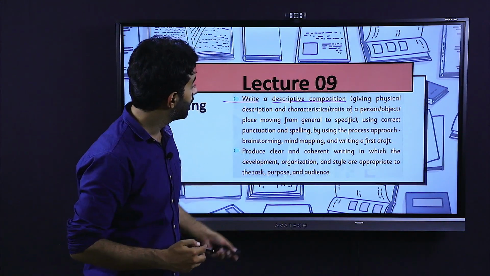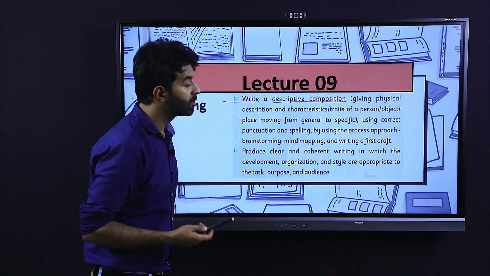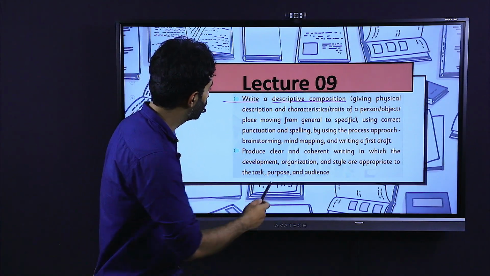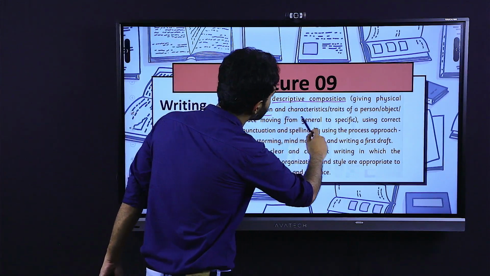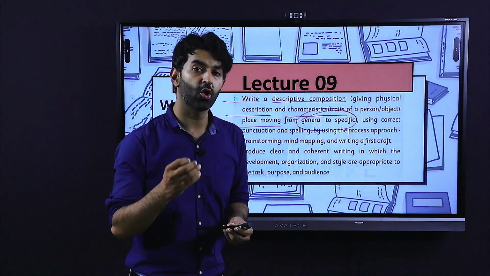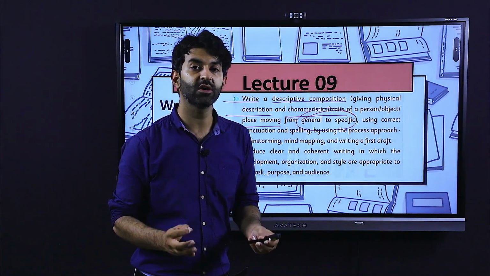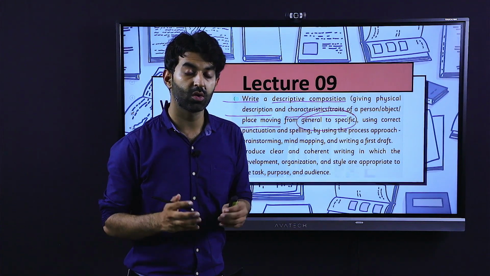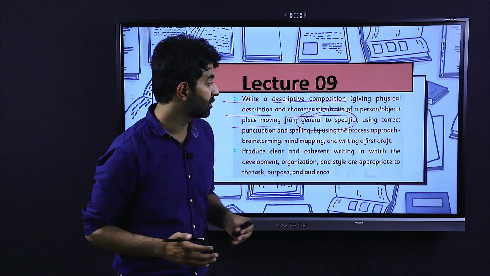You will see how we can give physical description to things, and characteristics or traits of a person or any object, and how we can move from the general to the specific method. This is an approach we will talk about: how can you use the general to specific method in your writing in order to compose a very well written piece.